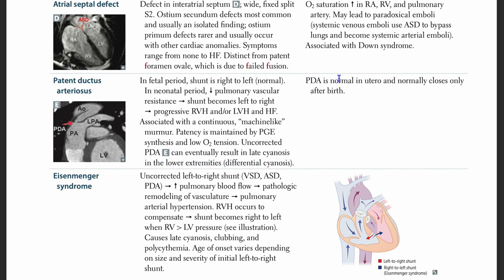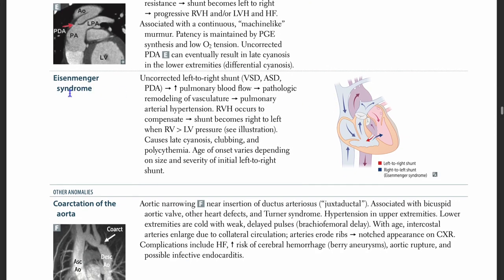Okay, PDA is normal in utero and normally closes only after birth. Eisenmenger syndrome: uncorrected left to right shunt, VSD, ASD, and PDA will lead to increase in pulmonary blood flow, which leads to pathologic remodeling of vasculature, which leads to pulmonary arterial hypertension. Okay, so basically what's happening is there was left to right before, but then that built up, that made this work more, and then there was right ventricular hypertrophy, and now there's right to left shunt instead of the left to right.